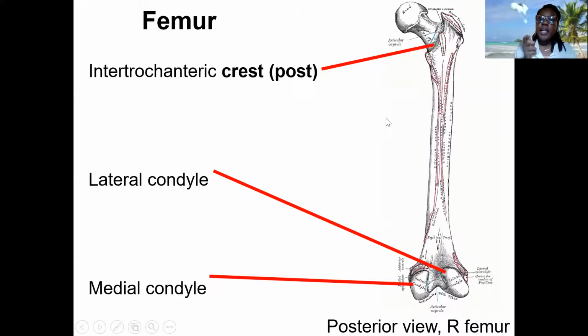So again, just reiterating here from a posterior view, we've got the intertrochanteric crest, which is the groove or depression that connects the trochanters. We've got the condyles. And again, I talked about this in the upper extremity, but a condyle is nothing but a cartilage-lined surface where two bones articulate. And so we've got the medial condyle and the lateral condyle. Okay, and this is where the femur articulates with the tibia.